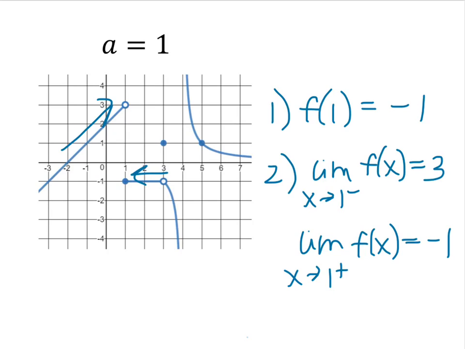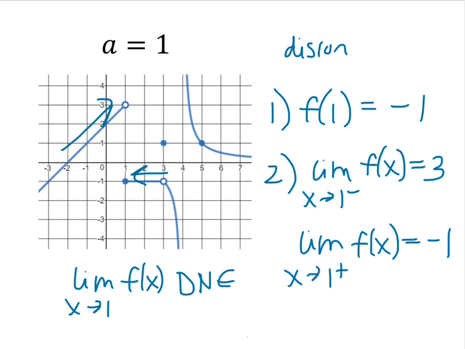Since these two quantities are not the same, since the one-sided limits are not the same, the limit as x approaches 1 of the function does not exist. So we have not satisfied condition number 2. Since that's the case, we have discontinuous when x is 1, and this type of discontinuity is jump.